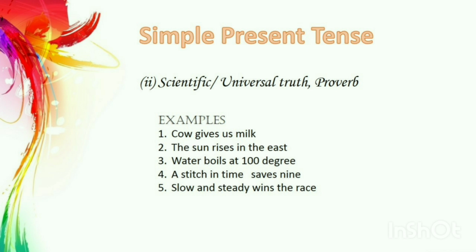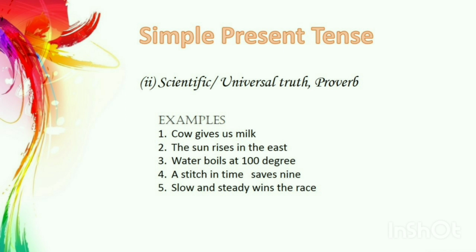Here we come to the second usage of simple present tense: scientific or universal truth and proverb. All the scientific truth and universal truth. Here, universal truth means the things which will never change are expressed only using simple present tense. Cow gives us milk. So, as we all know, cow usually gives us milk, and so it will never change, and so it is expressed using simple present tense.